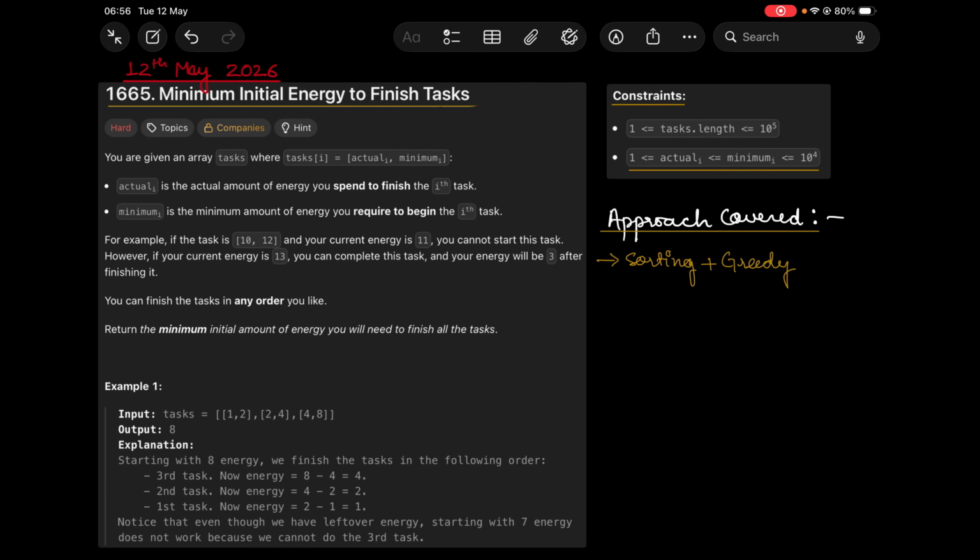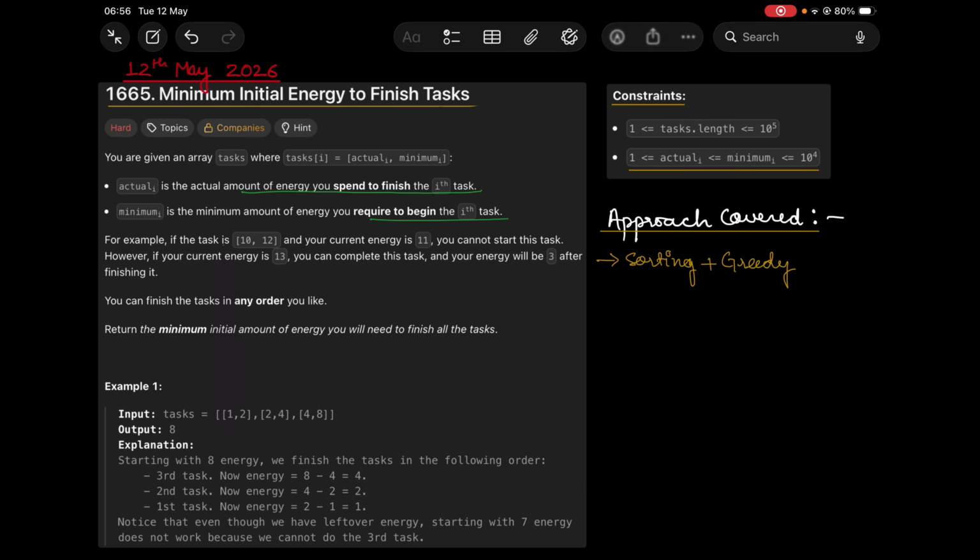Hi guys, let's solve today's Leetcode problem, which is problem number 1665, minimum initial energy to finish task. It's a hard problem. You're given an array task where task of I is actual I, comma minimum I. Actual I is the actual amount of energy you spend to finish ith task. Minimum is the minimum amount of energy you require to begin the ith task.